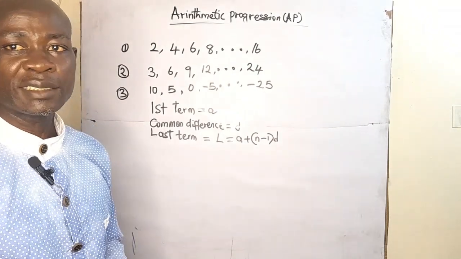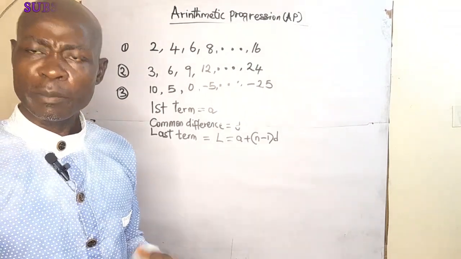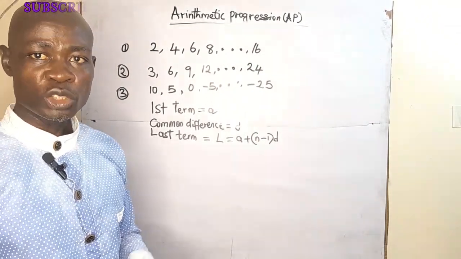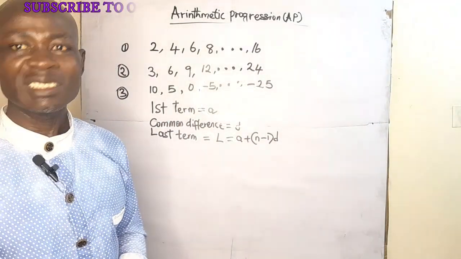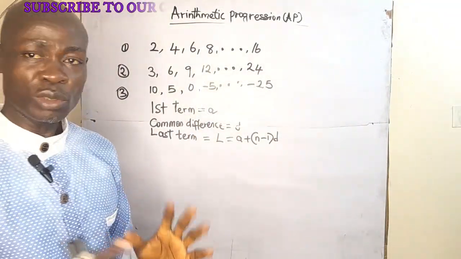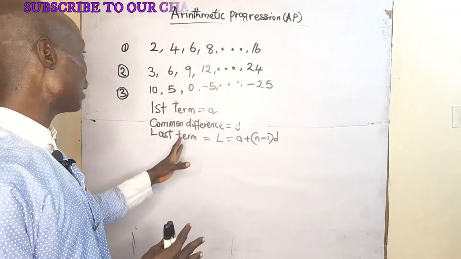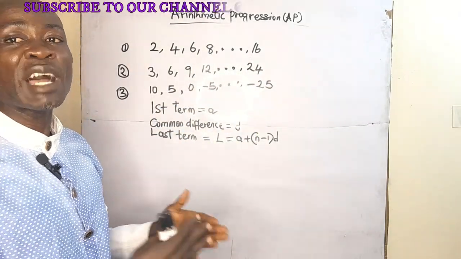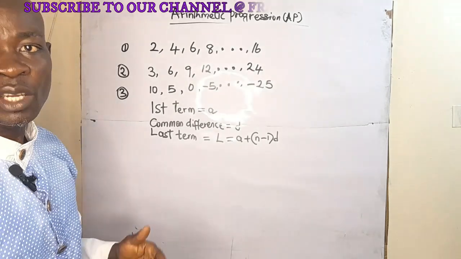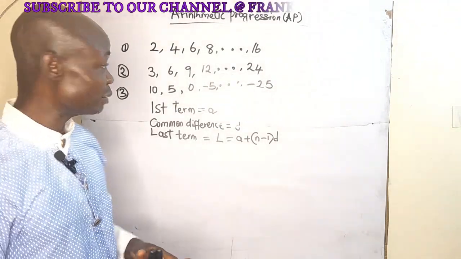Okay, so let's start our progress based on what we have done before. We are going to now continue looking at how we can dissect the AP. I want to use these examples here, this series here, to show you exactly what you should have in mind, what you should be thinking whenever you are talking about arithmetic progression.